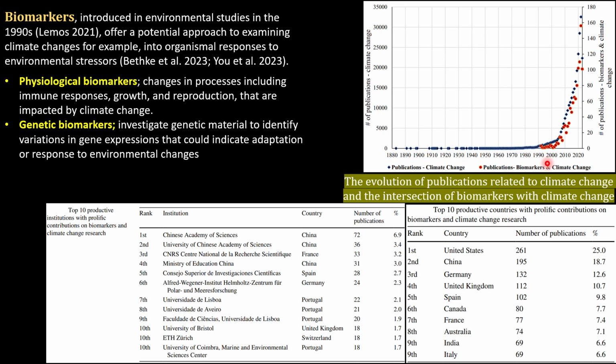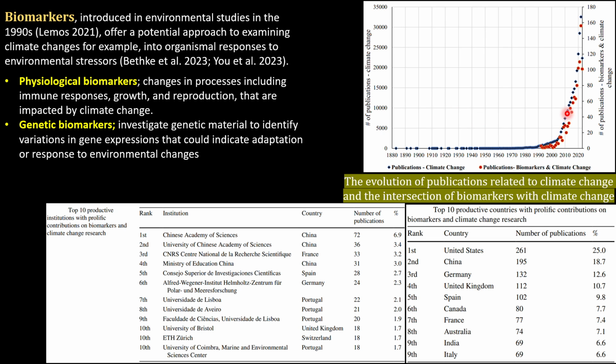So this is a graph which shows that from the 1880s to the 1990s or 2000, the 21st century, all the work was done on publications on climatic change. But after 2000, proxies like the biomarker started, and various publications have been published, and up to now 160 publications have been published on biomarkers and climatic change. But from 1880 to 2020, almost 30,000 publications were published on climatic change without involving the biomarker proxy.